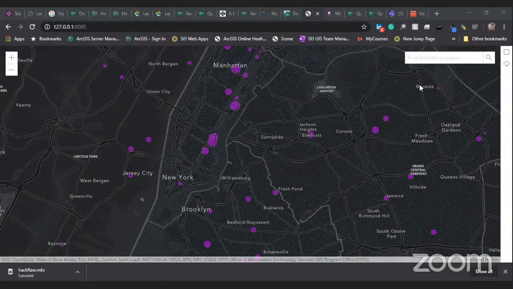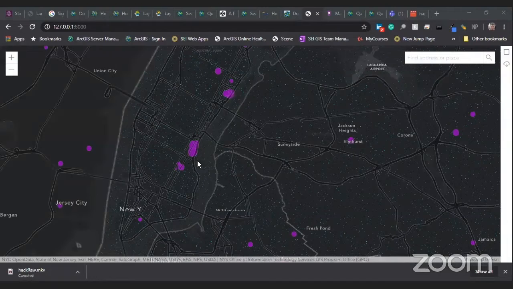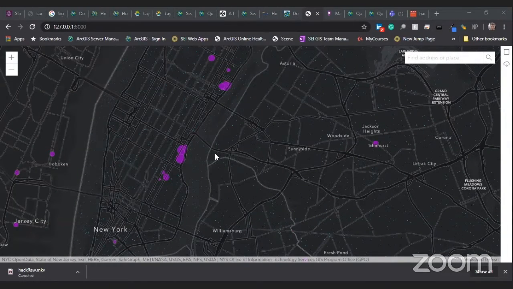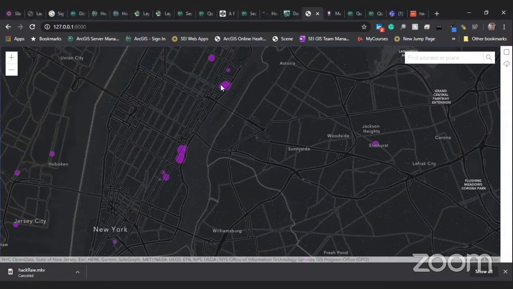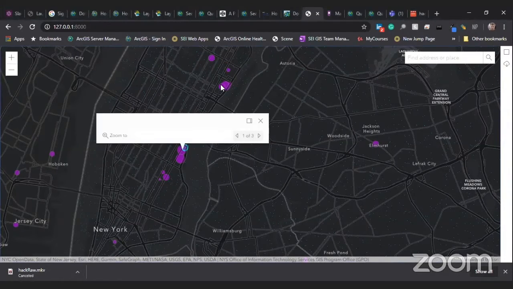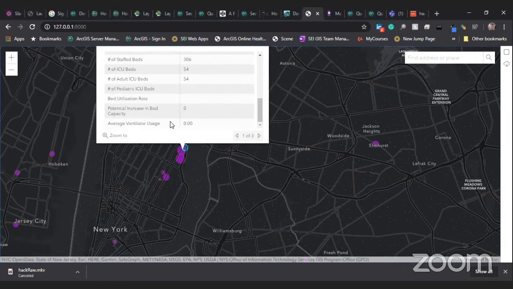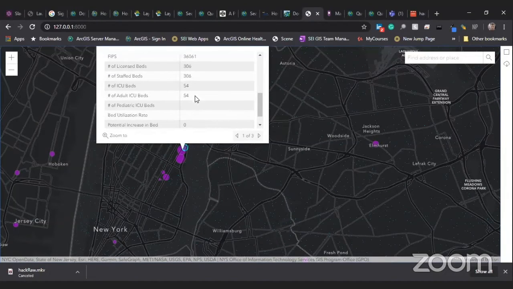Basically, the biggest thing that we were able to implement was getting the data in, getting our concept together, and getting the whole idea as concise as we possibly could. These purple dots that you see represent hospitals and their bed capacities, basically how many ICU beds they have.